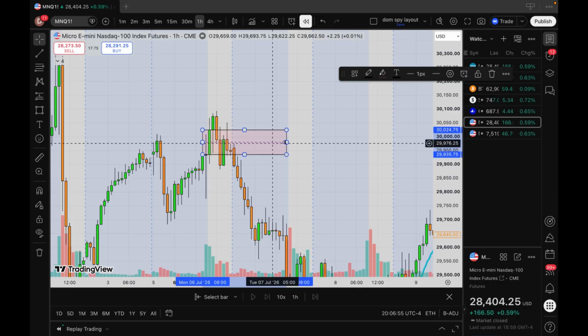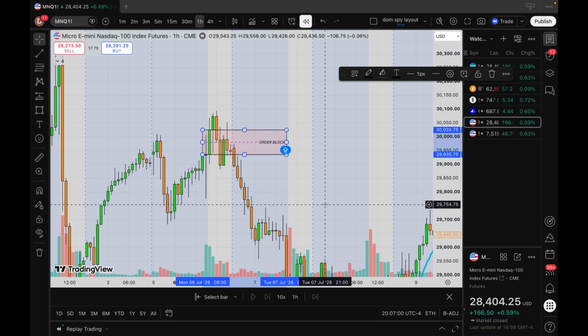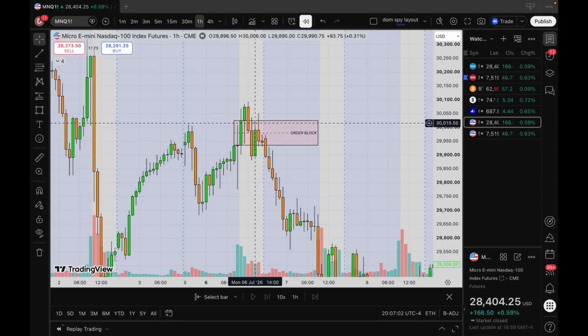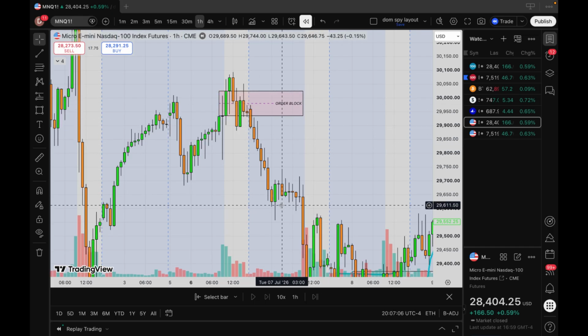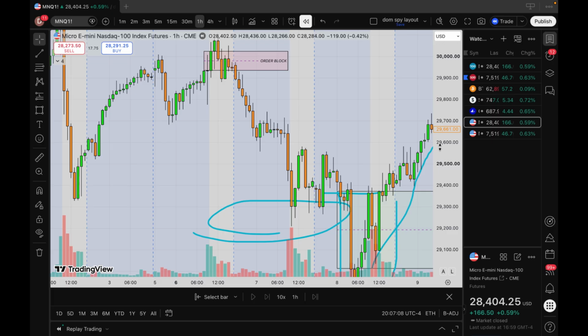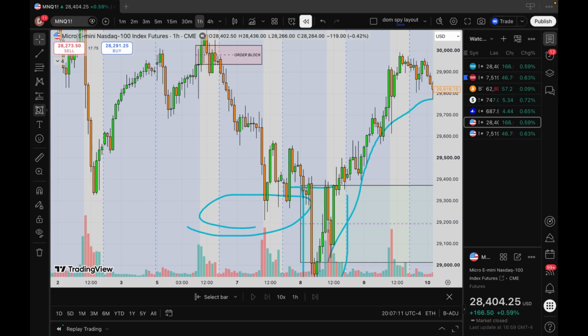So, order block. Maybe I can spell it this time without having a stroke. And you get an order block, nice rejection, and then down through the Asia market and London market. Looks like a little bit of accumulation here too. A nice little wedge. These are things that you start seeing as you're trading, guys.